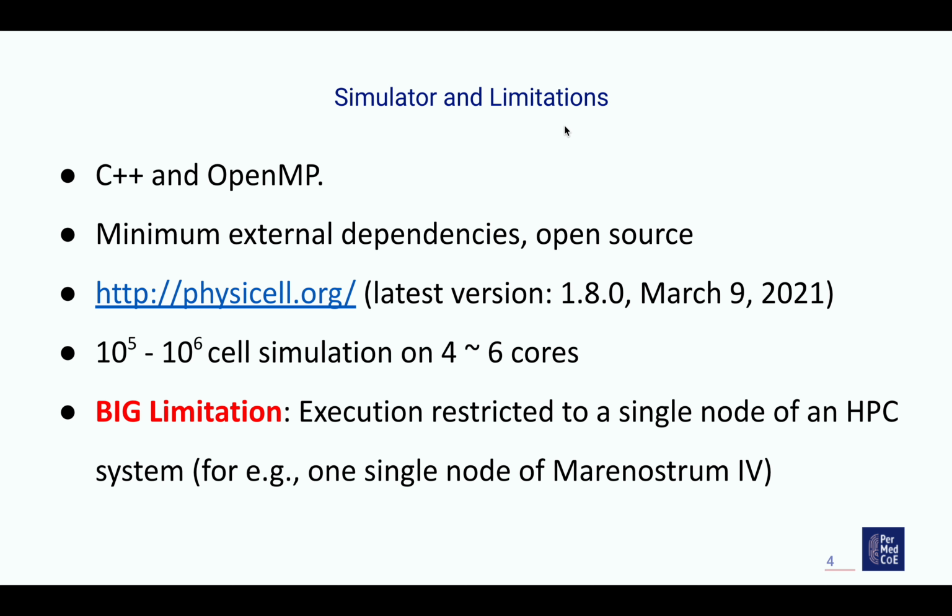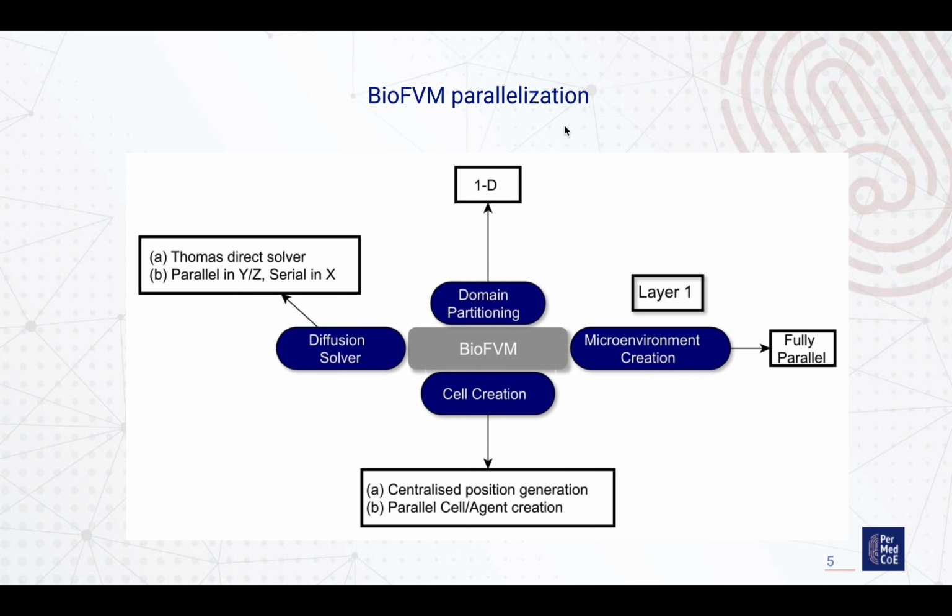Our aim in this particular project is to take away this limitation by enabling distributed memory parallelization in PhysiCell using MPI. Thus, our resultant code becomes hybrid, which is a combination of MPI and OpenMP. I'll talk about the parallelization of the base layer first, that is BioFVM parallelization.